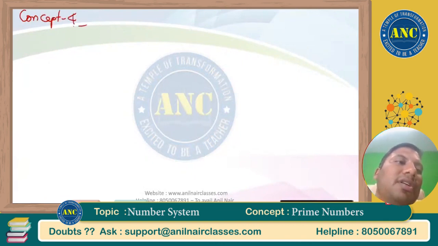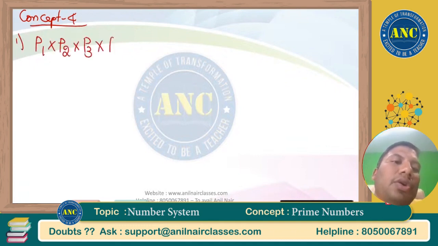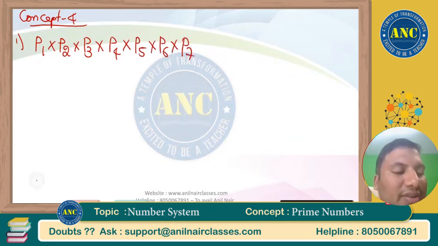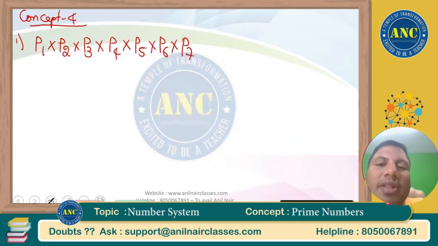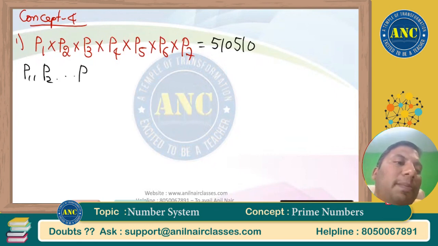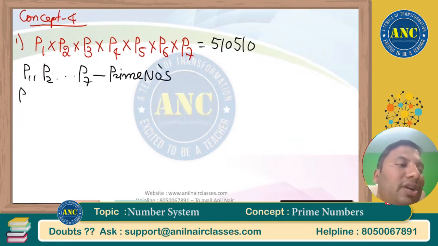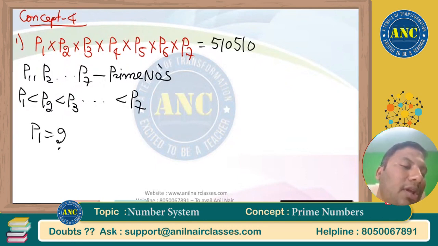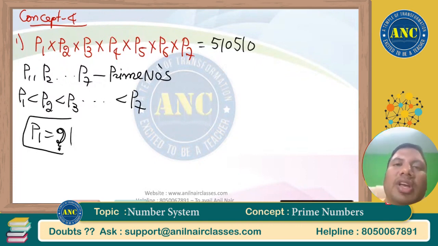Concept 4. These are another variety of questions. P1 into P2 into P3 into P4, P5, P6, P7. The entire multiplication is 510, 510. All these numbers P1, P2 till P7 are prime numbers. So if the question is P1 less than P2 less than P3 and so on up to less than P7, find the value of P1. P1 is how much? We will determine all the values of P1 to P7.